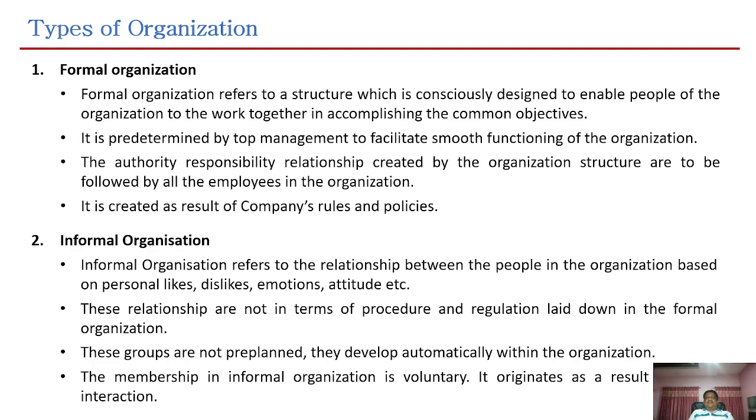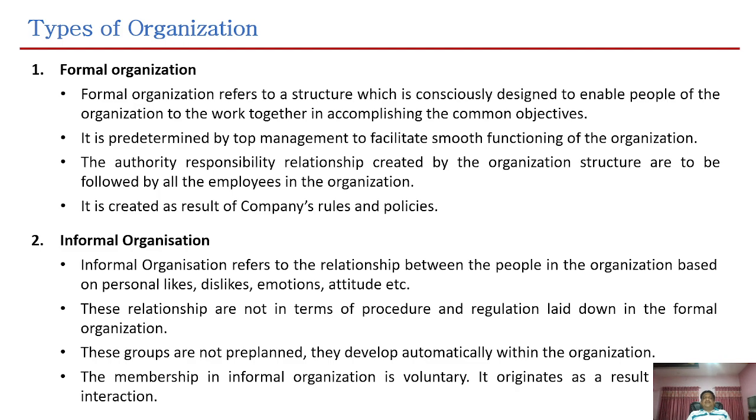Then we will move towards the types of organizations. There are two types of organizations: formal organizations and informal organizations. So what exactly are these formal and informal organizations? We will see that. Formal organization refers to a structure which is consciously designed to enable people of the organization to work together in accomplishing a common objective. Formally it is decided that this is the objective. To achieve this particular objective, a group of people come together, they are given this particular task, and they complete it.